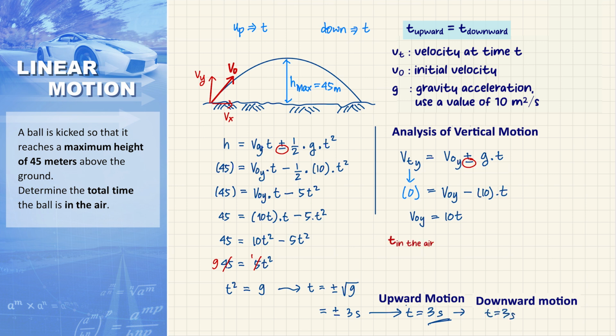So, the total time the ball is in the air is the time to move upward and the time to fall, which equals 6 seconds. That's the explanation for this question. Even though we didn't know the initial velocity and only knew the maximum height, we could still calculate how long the ball stays in the air.